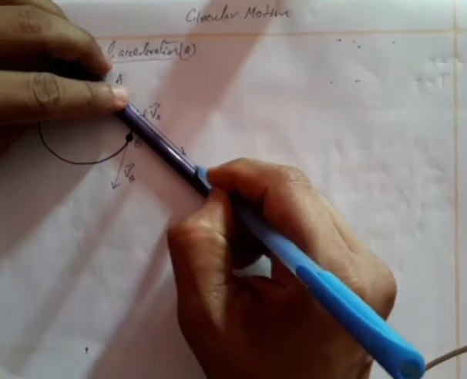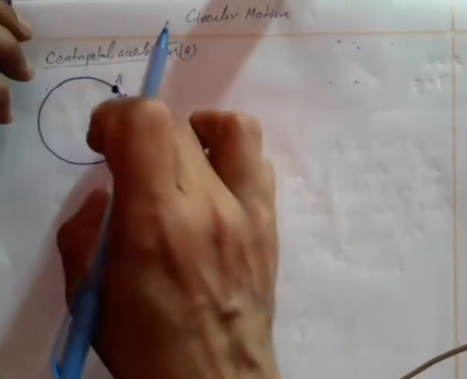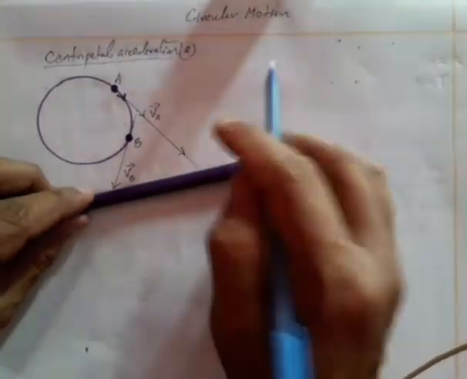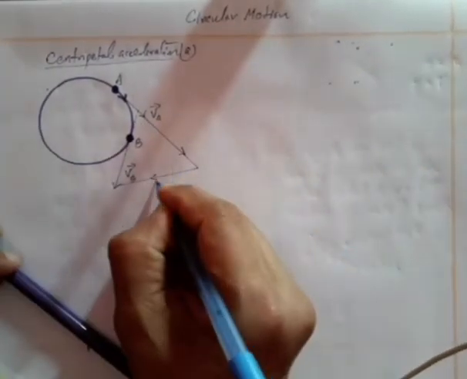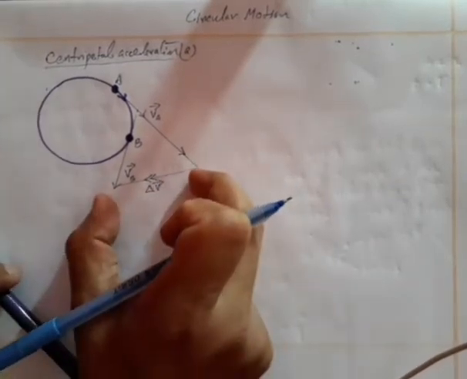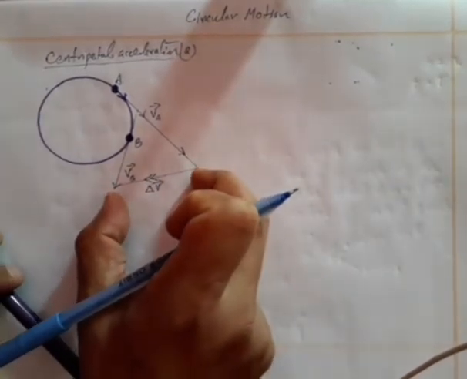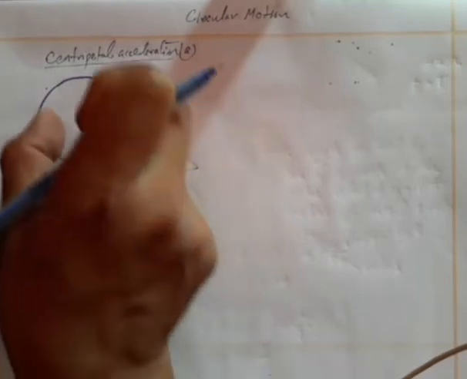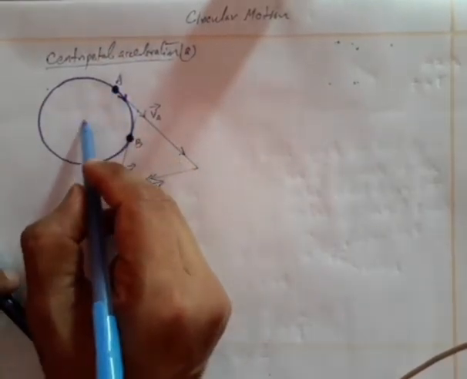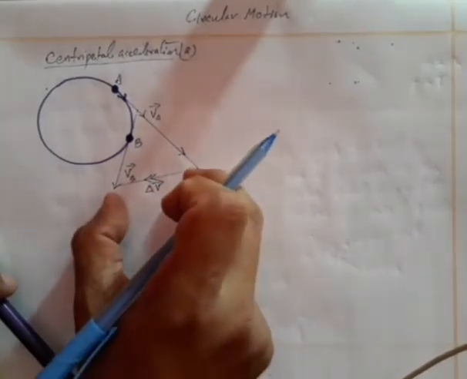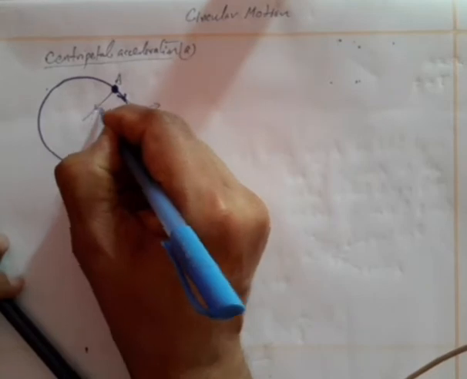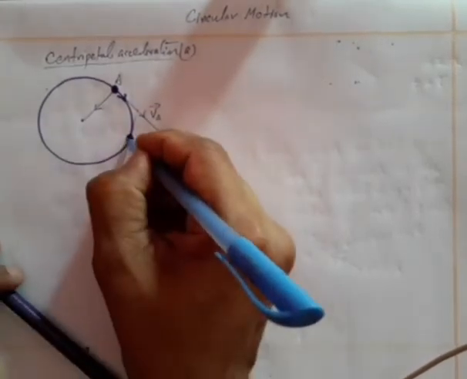To find the change in velocity and its direction, we are extending the lines VA and VB. From the law of vector triangle, the delta V is the resultant velocity whose direction is given in the diagram. If we shift the resultant velocity to point A or to point B, it will always be towards the center.